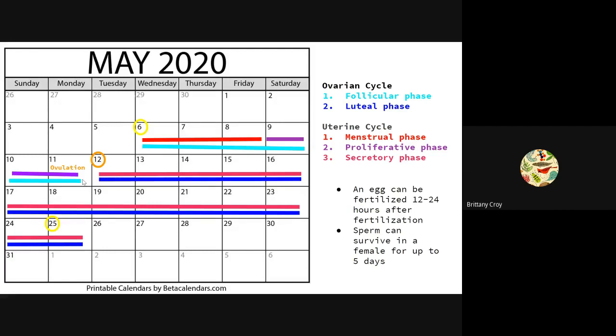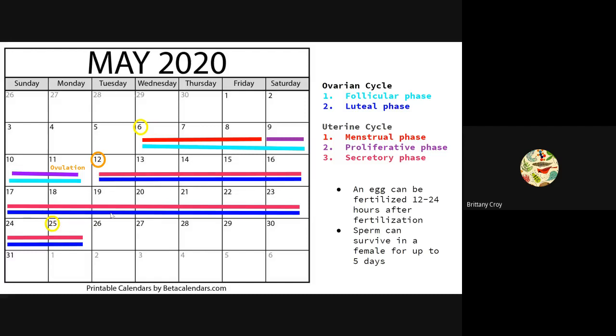Let's think about this though. She could get pregnant if she had sex basically 5 days before ovulating. So 1, 2, 3, 4, 5. If she had sex on here, she could technically get pregnant. It's pretty unlikely while she's on her period and while she's bleeding, but that's kind of scary.